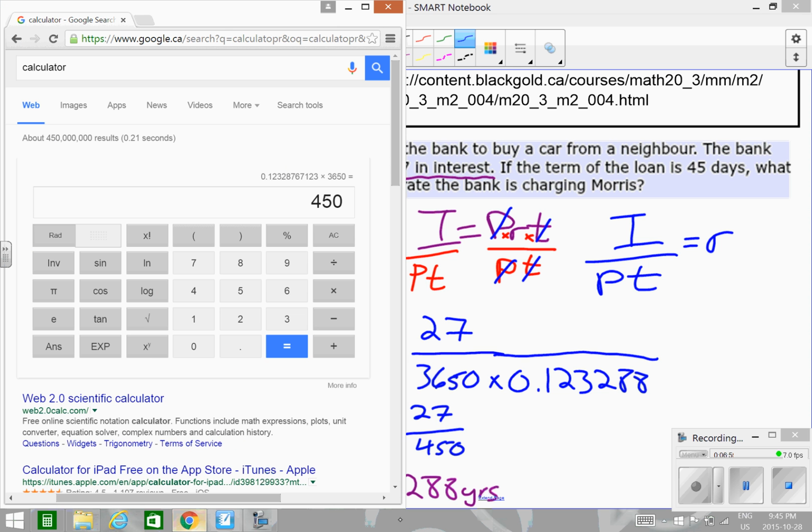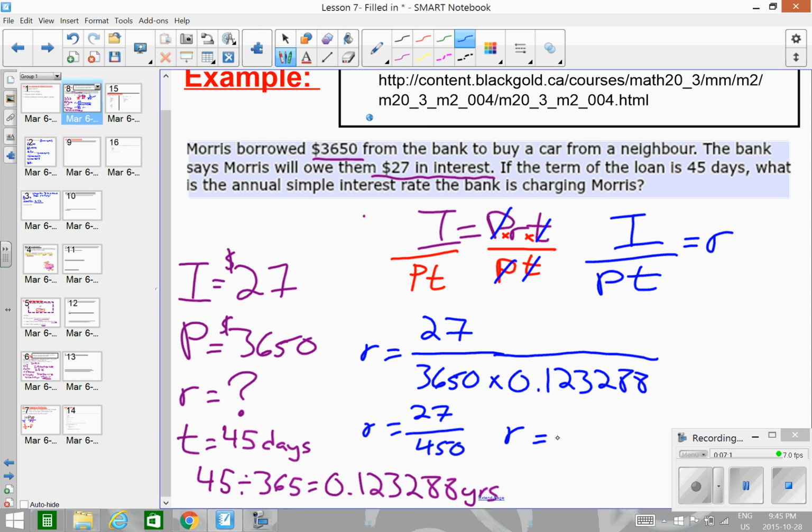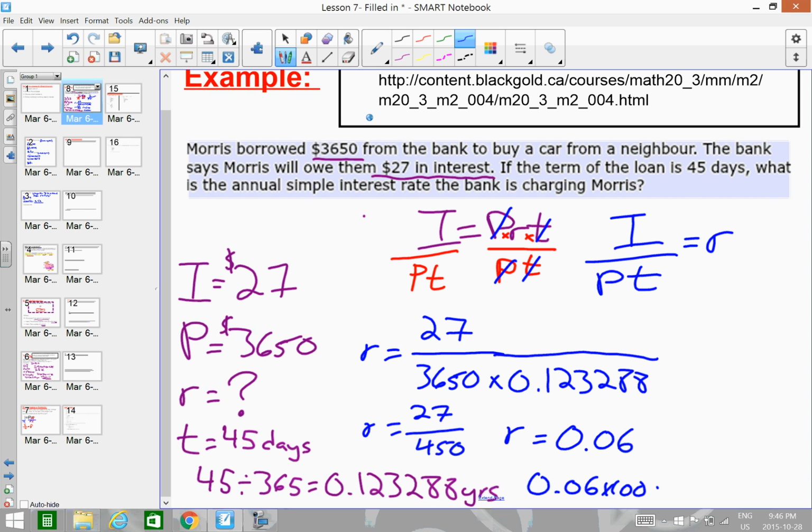Go back to my calculator. 27 divided by 450. Hey, 0.06. It's a nice number. So my interest rate is 0.06. But that's as a decimal. I want it as a percent. So to change that into a percent, I'm going to times it by 100. And that's going to give me 6%. And that's my answer. The annual simple interest rate is 6%.